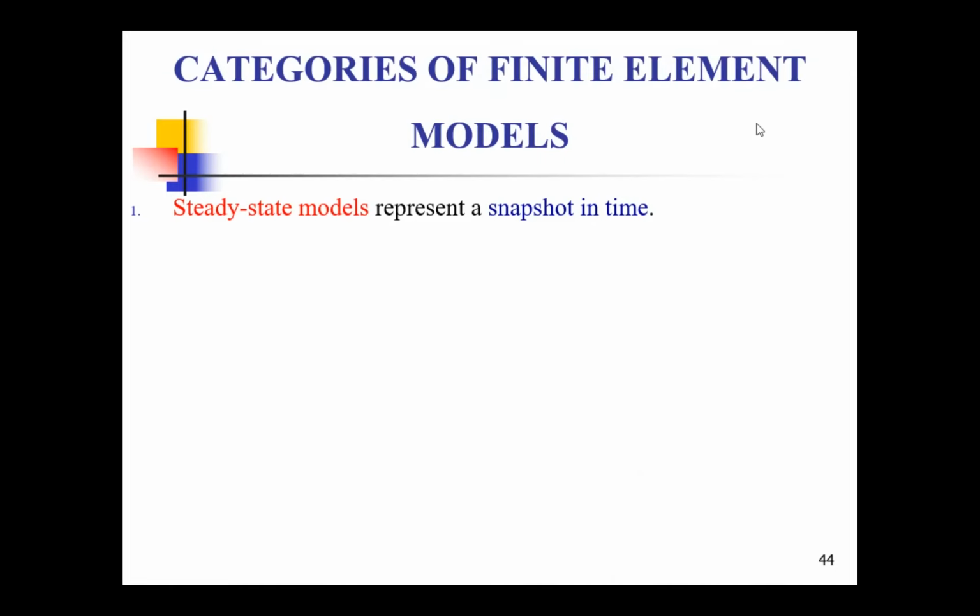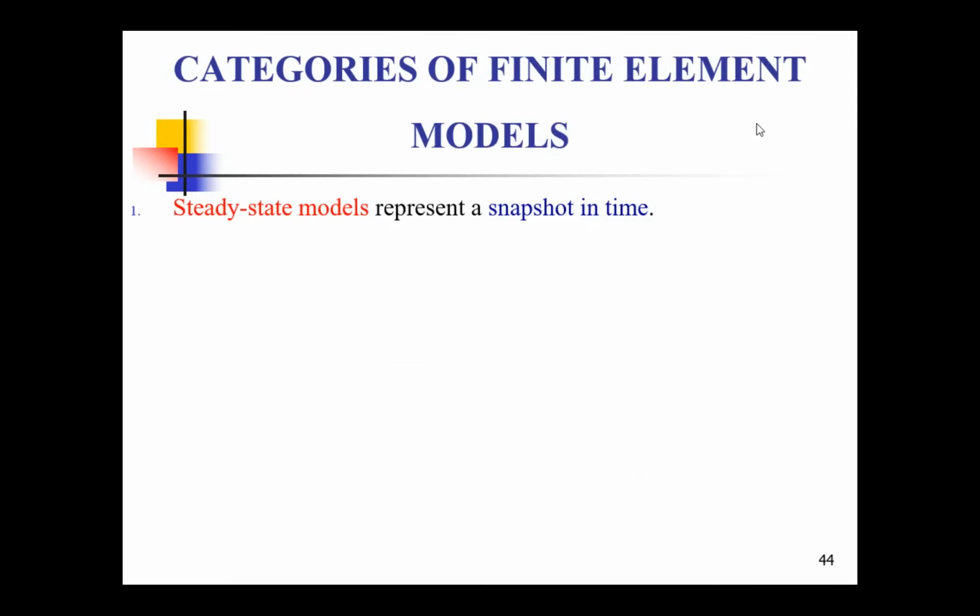So, categories of finite element models. There are two categories. One is steady state and the other one is transient. The transient changes with respect to time and the steady state won't change with time. So we have to determine the outputs only when a steady state is obtained. In the transient conditions, whatever we predict is wrong. So we have to predict things once a steady state is obtained.